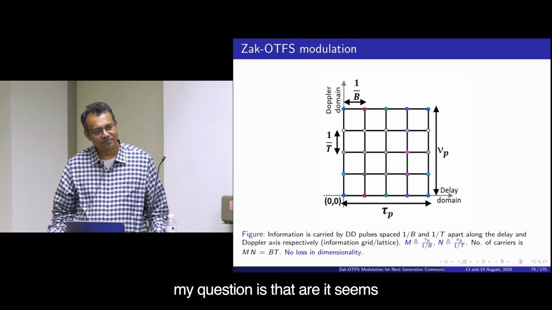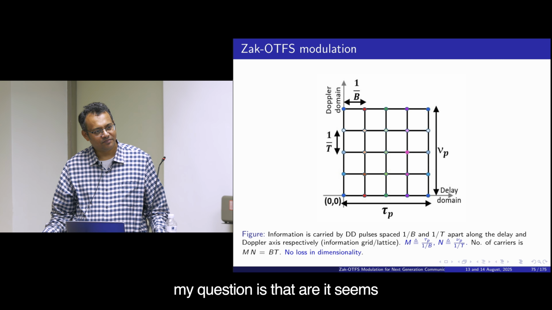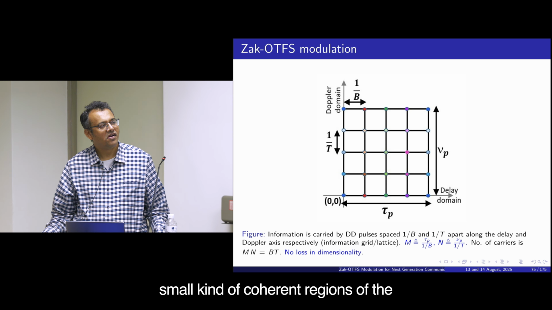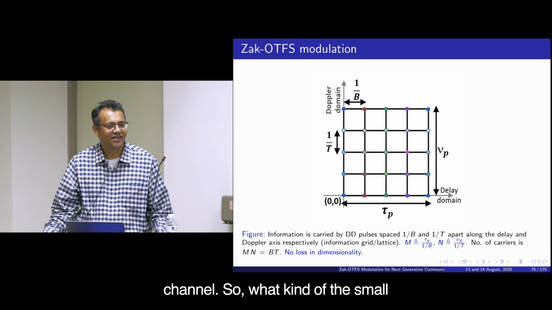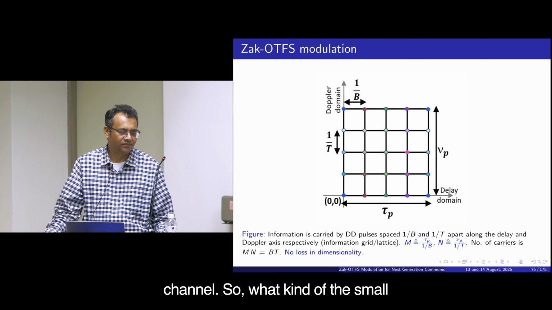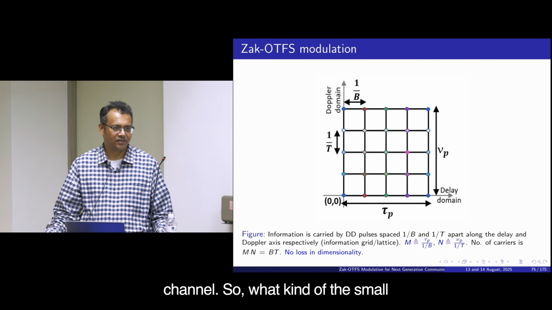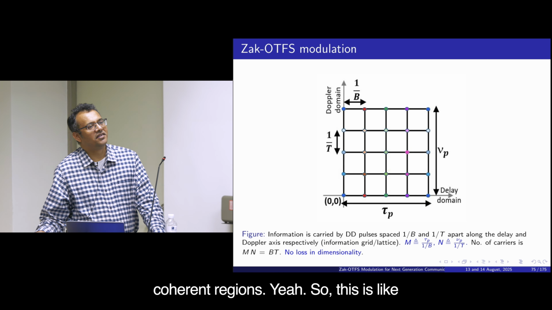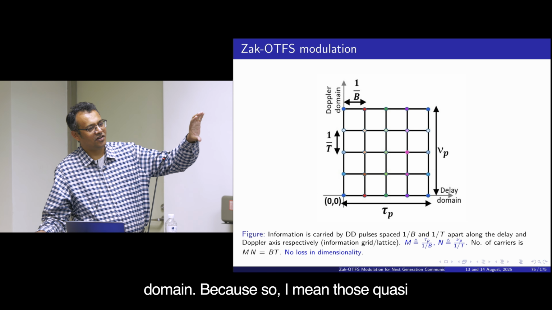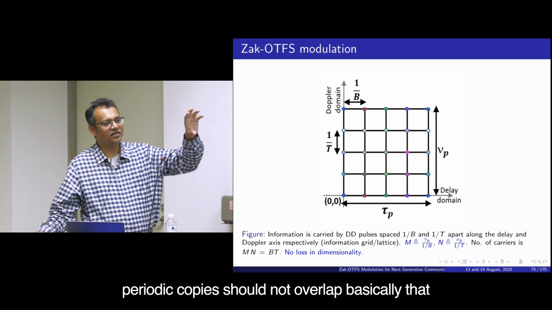Okay. Yeah. So my question is that it seems that you can have this property because you transmit signal only within the small kind of coherent regions, which is defined by the maximum delay spread and also the maximum Doppler frequency that you can apply. So that in this kind of small coherent region. Yeah, so this is like the coherent region in the delay-Doppler domain. Yeah, because I mean those quasi-periodic copies should not overlap.